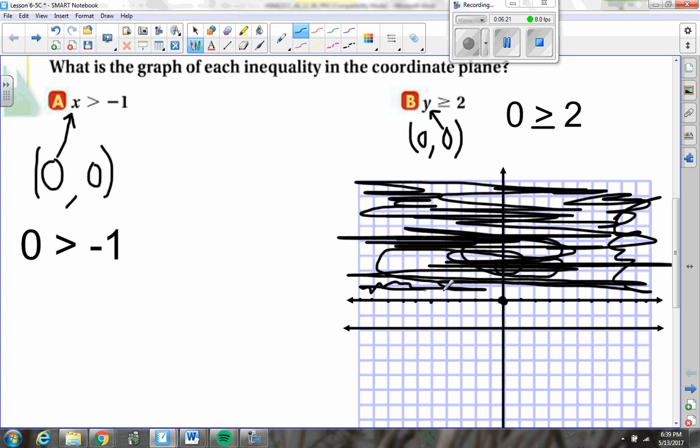So, again, this is just like what we've been doing, graphing boundary lines and shading, but these boundary lines only involve picking a coordinate, either x or y, and making a horizontal or vertical line, and then shading appropriately.